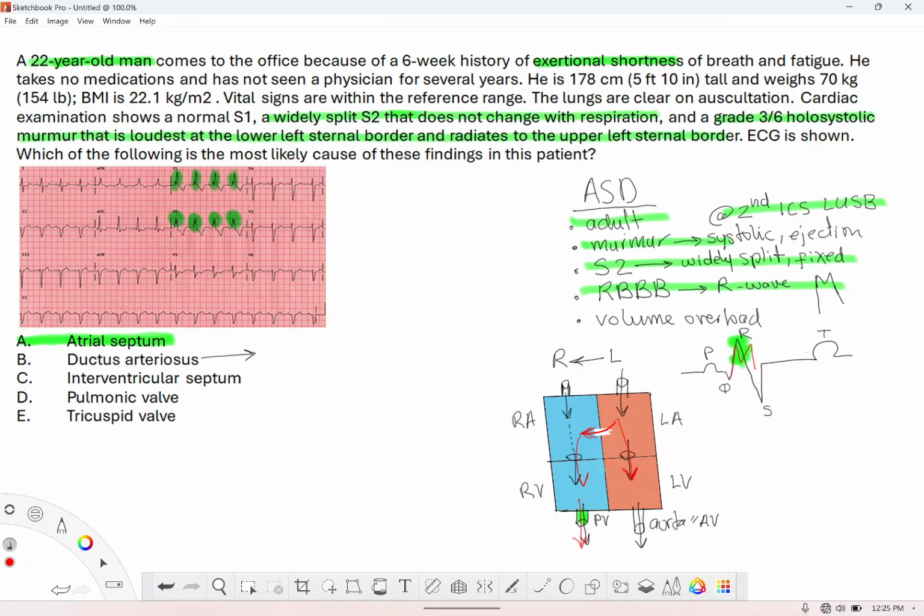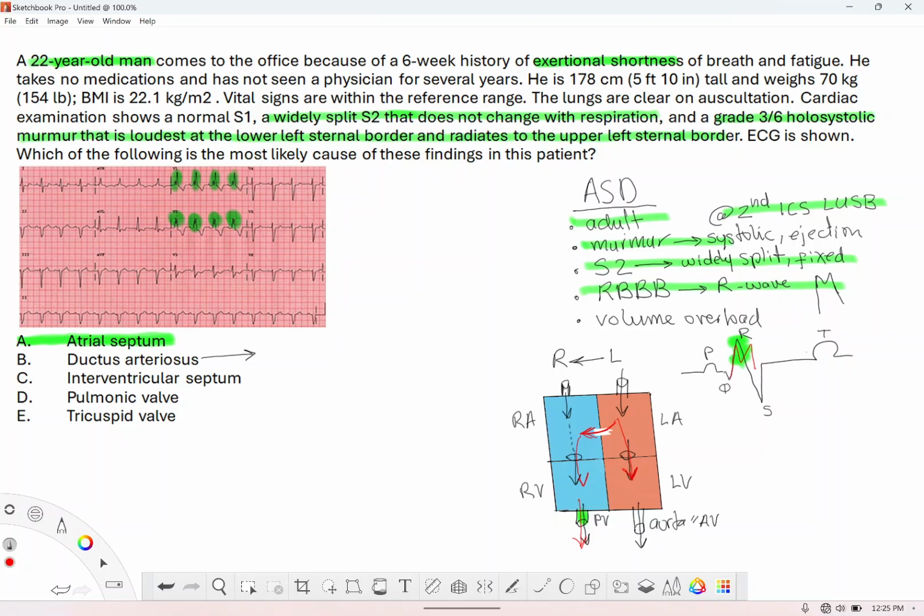But guess what? The splitting of S2 does not depend on inspiration. It doesn't vary with inspiration. It's fixed. Make sure you remember that. Okay? Why do we need to say that? Because it's different than pulmonary valve stenosis. If there was a pulmonary valve stenosis, there will be splitting of the S2, but it will vary with inspiration. So that's how we differentiate between pulmonary valve stenosis and ASD. Okay, so at least we explained the S2 component of ASD.